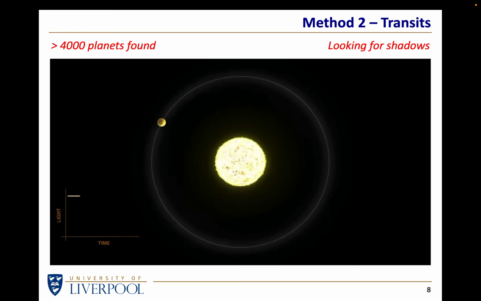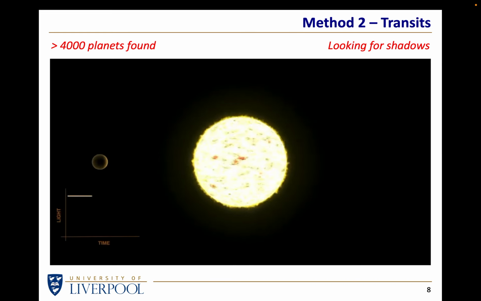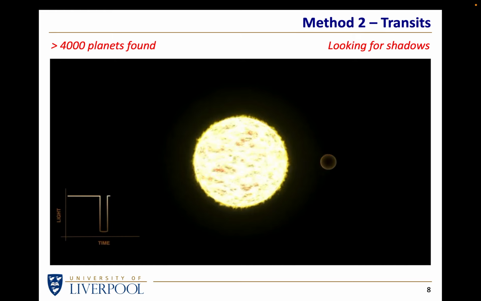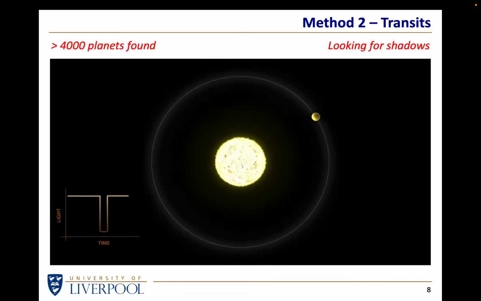Another technique is the transit method, where a planet moves in front of a star and causes the light output of the star to change, as indicated by the graphic in the bottom left there. So we measure the output of a star, and then once in a while we find the light dips and then comes back again, indicating that something has transited in front of the star. The larger the object, the more the light will dip.